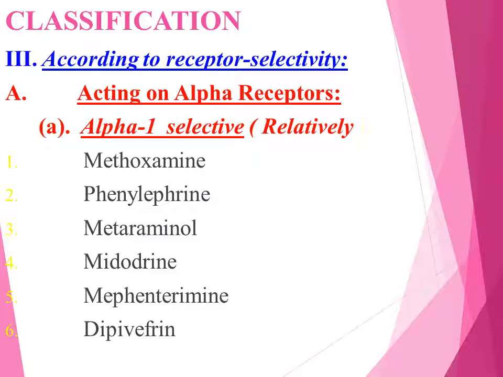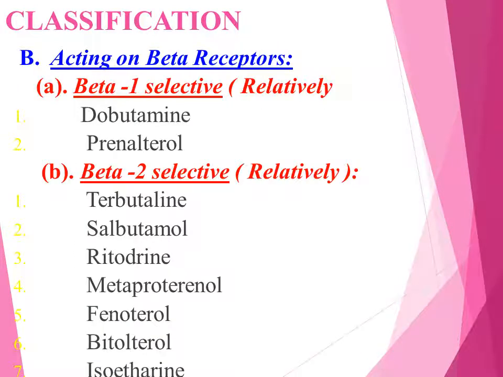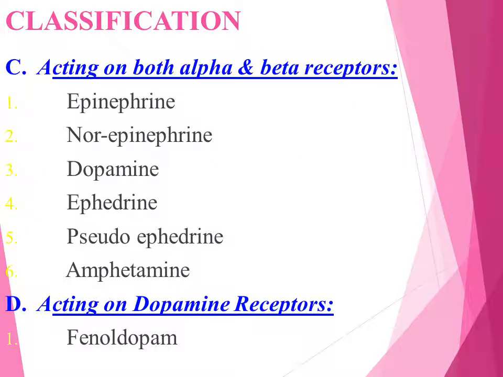Thirdly, sympathomimetic drugs can also be classified on the basis of their receptor selectivity. Number one, those acting on alpha receptors: drugs that are alpha 1 selective, drugs that are alpha 2 selective. Then group B include those drugs that act on beta receptors. Some act on both alpha and beta receptors.